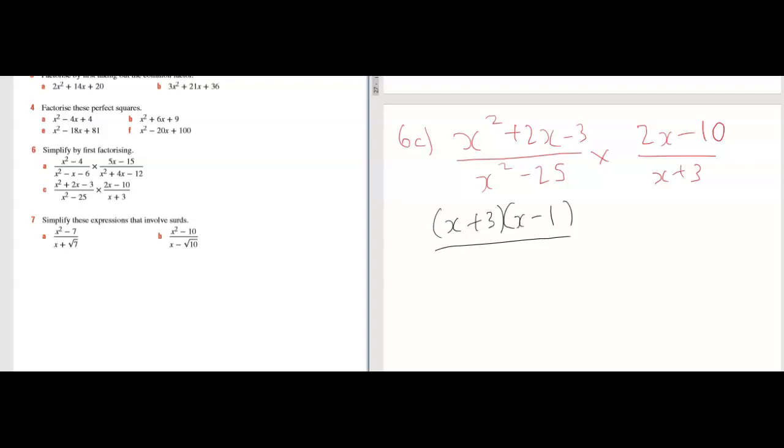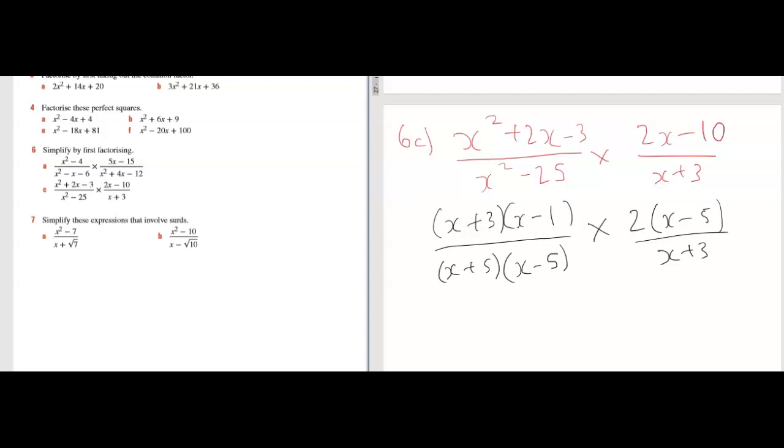Then the bottom, you've got difference of perfect squares. So that's going to be x plus 5 times x minus 5. So the 5 comes from the square root of 25. If you're unsure what I'm doing there, go back and watch the video on 5b. All right, so this numerator, take out the common factor, which is 2. So we've got x minus 5. And then, oh, we don't have to do anything with the x plus 3. How awesome. All right, so let's cancel.